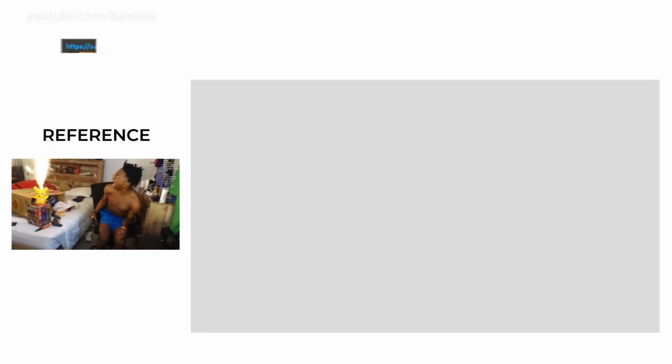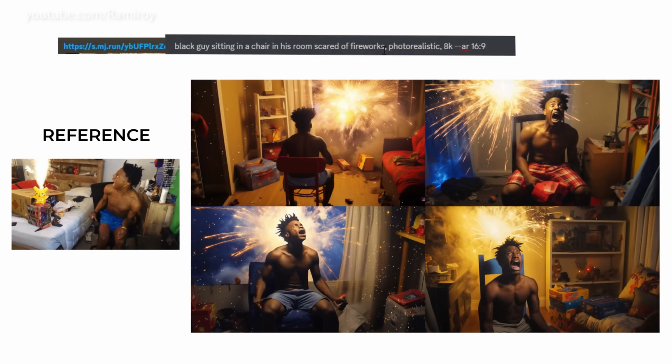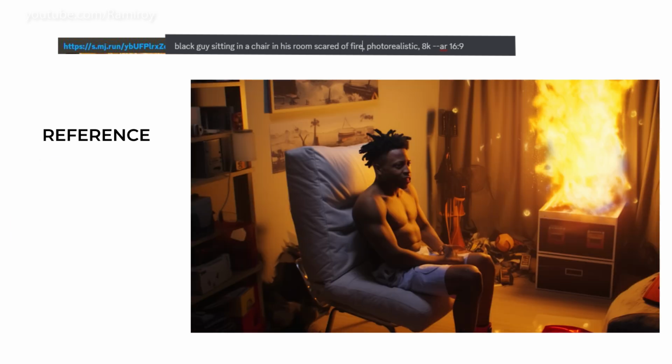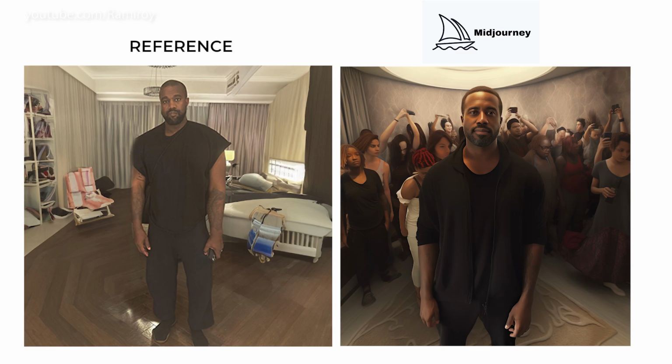So I gave it the reference shot, but I told it that it's a black guy sitting in a chair in his room, scared of fireworks. And it gave me these. I replaced fireworks with just fire and it gave me these results, and I really like this one in particular. I repeated this process multiple times, getting real photos from the internet, removing unwanted objects, and then giving it to Midjourney as a reference shot.